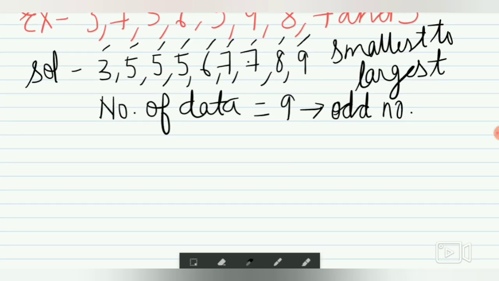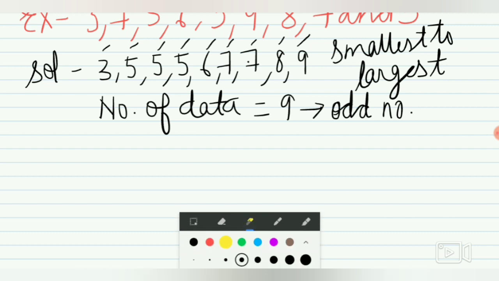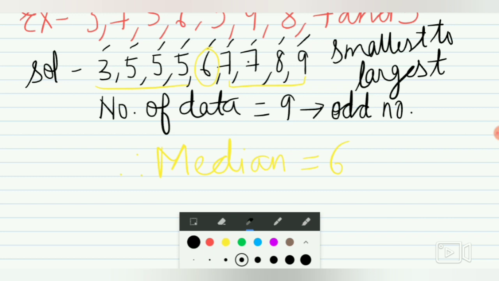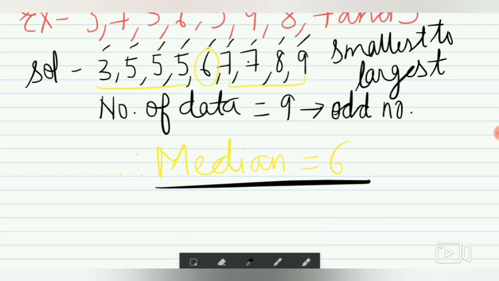So it means the middle term is your answer, because if we count 1, 2, 3, 4, these four numbers, and 1, 2, 3, 4, the middle number coming to you is 6. So 6 is your answer. So we will write: therefore median is equal to 6. So when the number of data is odd, then the middle term is your answer.